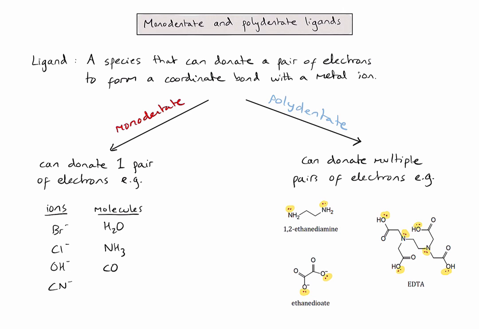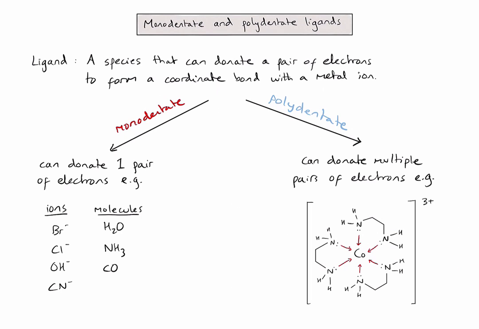Finally, here is an example of a complex ion that uses 3 of the 1,2-ethane diamine ligands. Although you won't need to draw these in IB chemistry, it's useful to note that we have 3 ligands but 6 coordinate bonds being formed because each ligand is capable of forming 2 coordinate bonds.